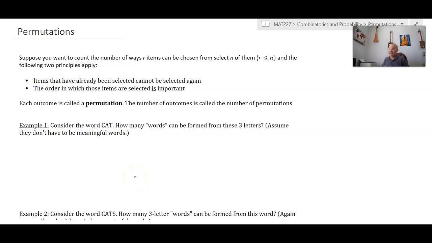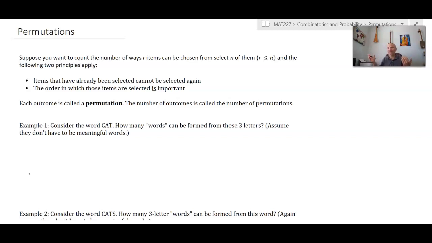There are often guidelines behind the type of counting that we want to do, and here is one of them. Suppose you want to count the number of ways that R items can be chosen from n of them, where R is less than or equal to n. So in other words, I have n total objects, and I want to select R of them.